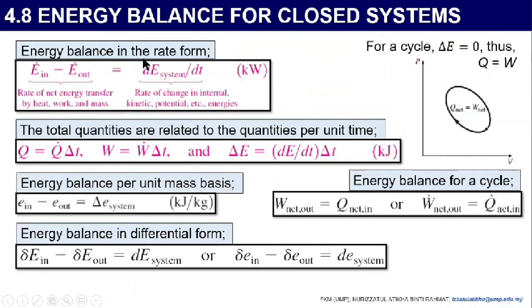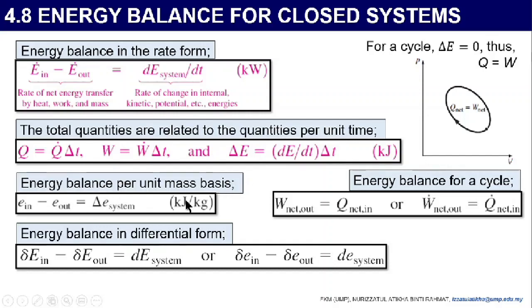So the same equation but in rate form. E dot in minus E dot out equals dE system over dt, differentiation. The total quantities are related to the quantities per unit time. Q equal to Q dot delta t. It makes sense, because Q dot equal to Q over delta t, so Q equal to Q dot delta t. Same with work and also energy, delta energy.